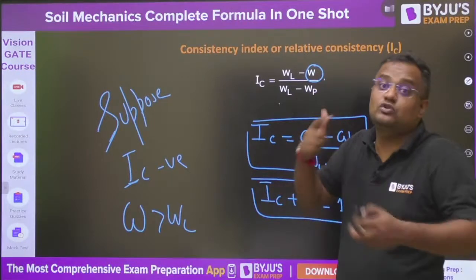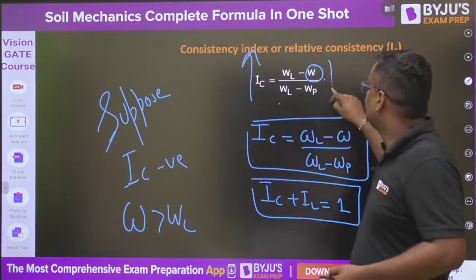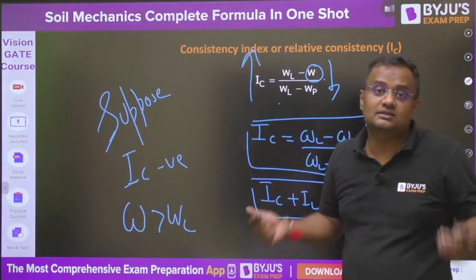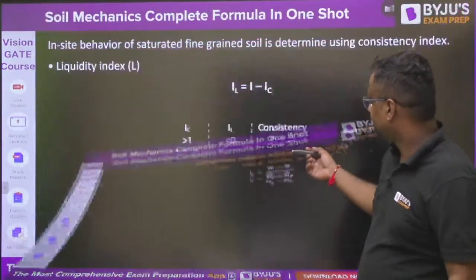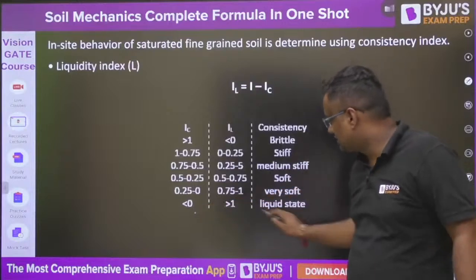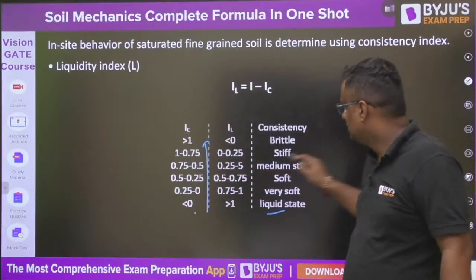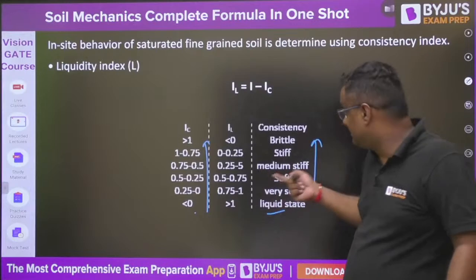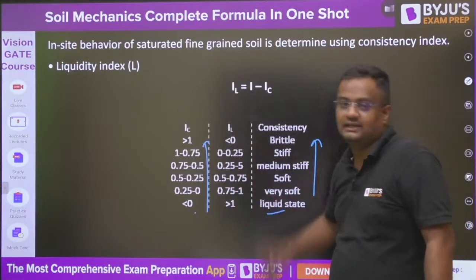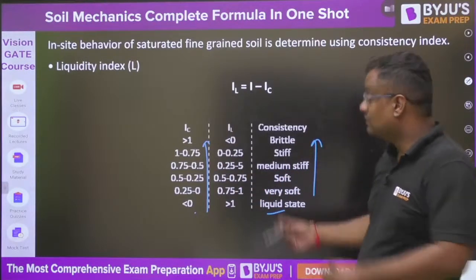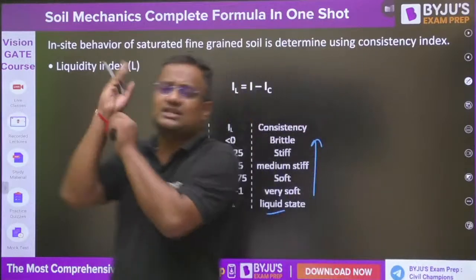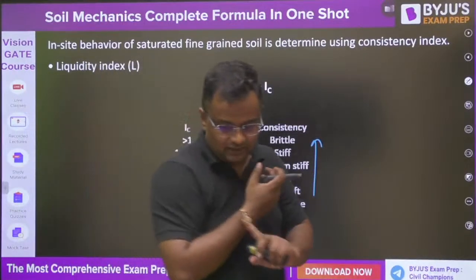And as IC value is more, that means water content is less. That means it is a dry state of soil, like here. If IC is less than 0, soil is in liquid state. As IC value is more, soil is more dry, and as it becomes dry, it becomes brittle, and reverse for IL. Reverse for IL. And guys, one more thing, numerous objectives will be done from this statement.